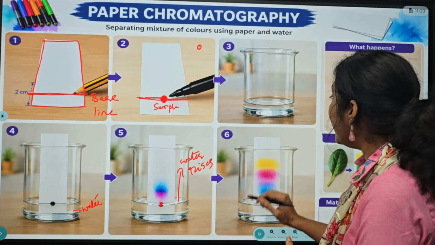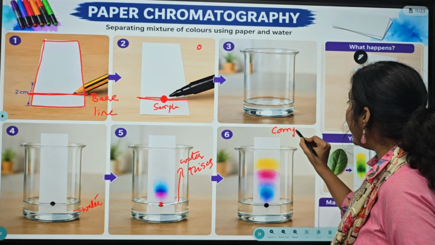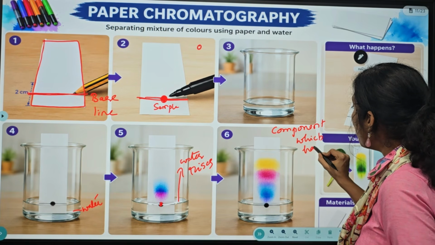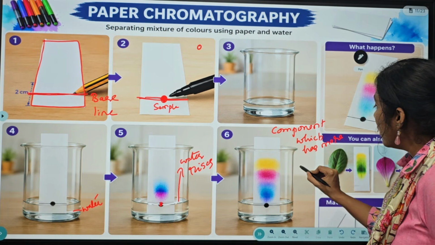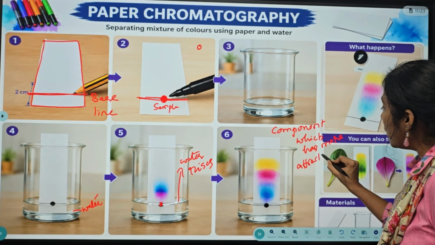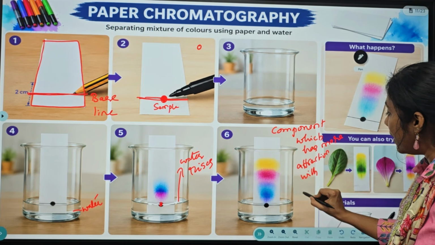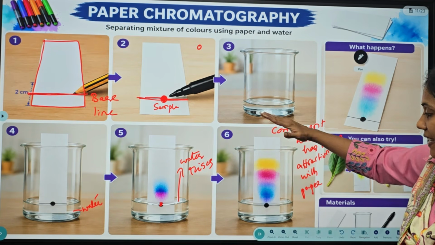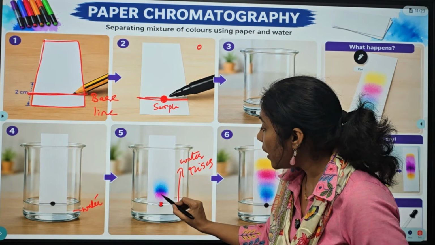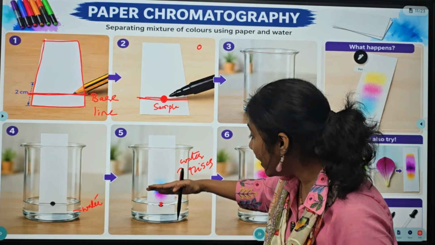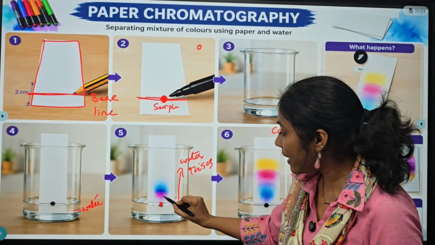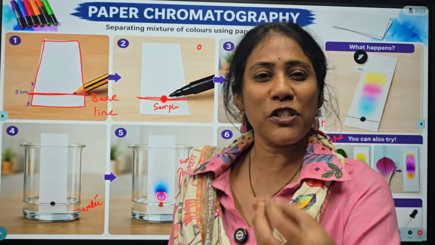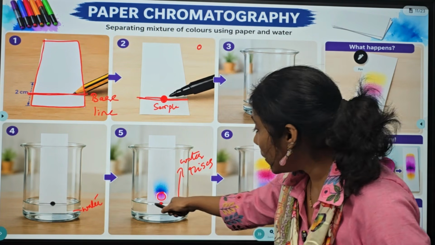Okay, so the component which has more attraction with paper will not go along with water. As the water level rises, the component which has more attraction with paper will remain at the bottom only. Say the pink color is at the bottom, that means the pink color has more attraction with paper as compared to the solvent.